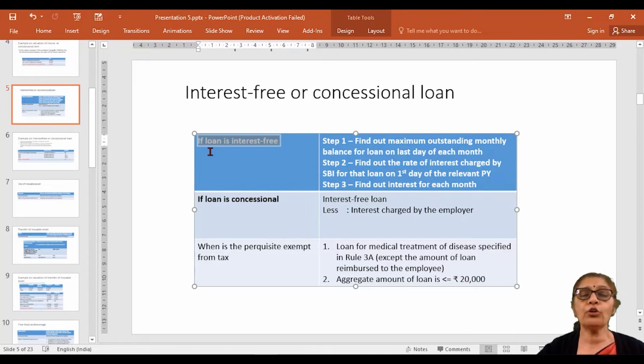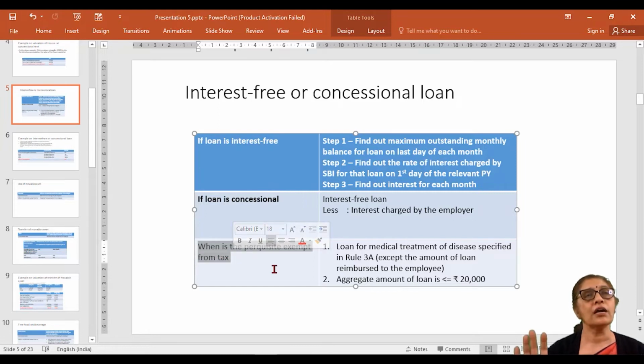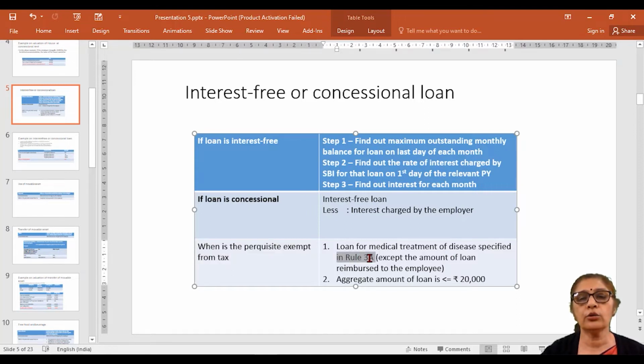Now, before we talk of the valuation of loan, we'll talk of a situation when this value is exempt. The perquisite is exempt when, if you take a loan, it is exempt from tax. The third category of perquisites. Two cases. One, you take a loan for medical treatment of a disease specified in Rule 3A. So there are a set of diseases covered under Rule 3A.